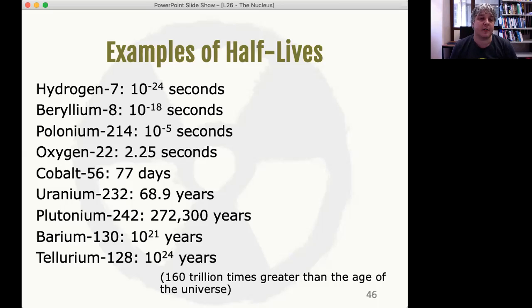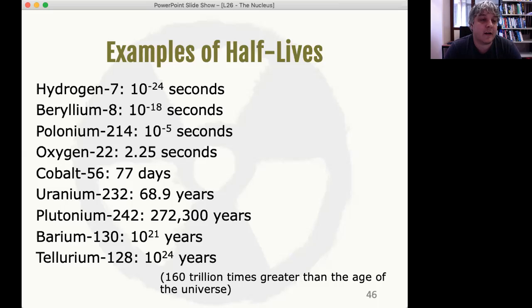So if you had 100 of them, then after 10 to the negative 24 seconds, 50 of them will already be decayed. After 2 times 10 to the negative 24 seconds, so twice as long, there'll only be 25% left. So 75 of them will have decayed, and so on. So very quickly, there'll be none left. Beryllium-8 has a half-life of 10 to the negative 18 seconds.